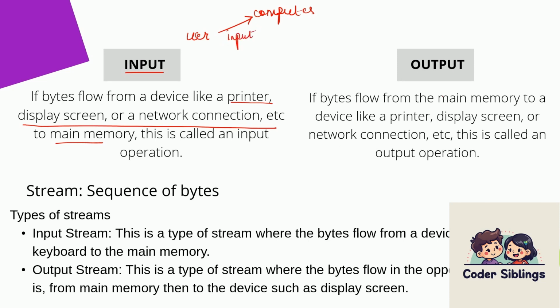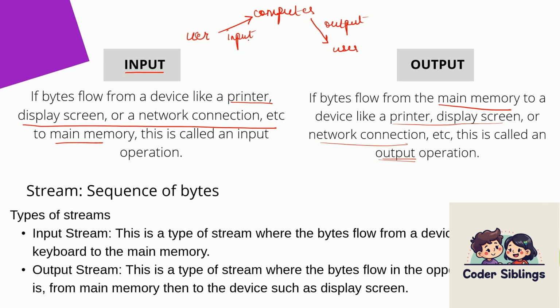On the other hand, if bytes flow from the main memory to a device like a printer, display screen, or a network connection, etc., then it is known as an output operation. So whenever the computer converses with the user, that is known as an output. Taking the example of a printer, what you give as input to the printer is basically what you need to print. The output that you get is that printed document in the form of physical, tangible paper. So that is what input and output is.